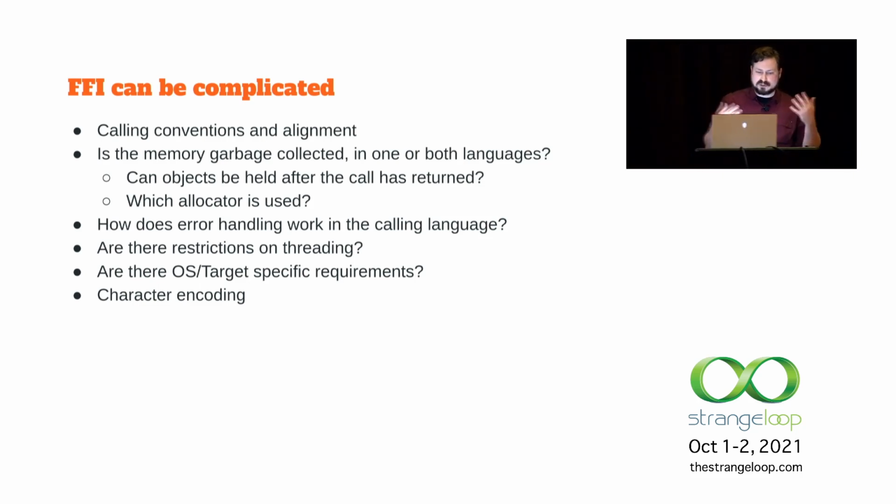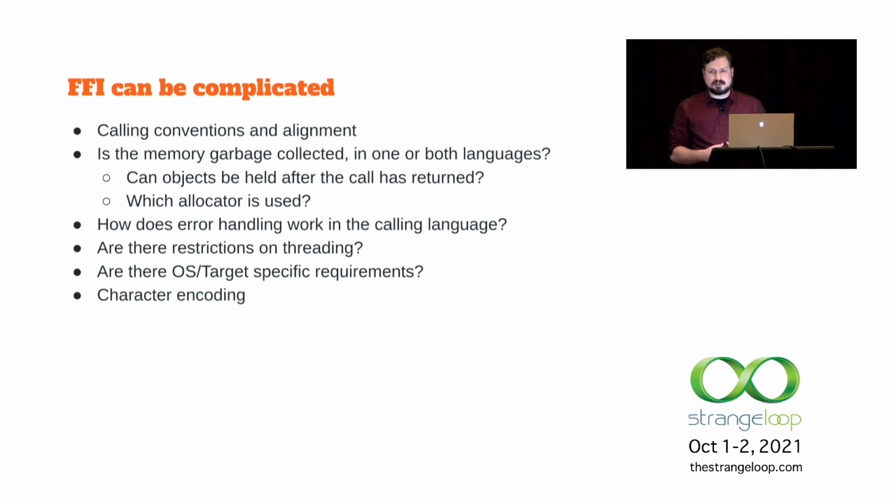Can the objects that are returned contain references to each other? And when is the data freed? Is there a particular allocator that's used? What about error handling? Are there other restrictions on threading? For example, Python has a global interpreter lock that you need to hold before you execute any code in Python. There are OS-specific requirements in languages like Go, for example. And character encoding.